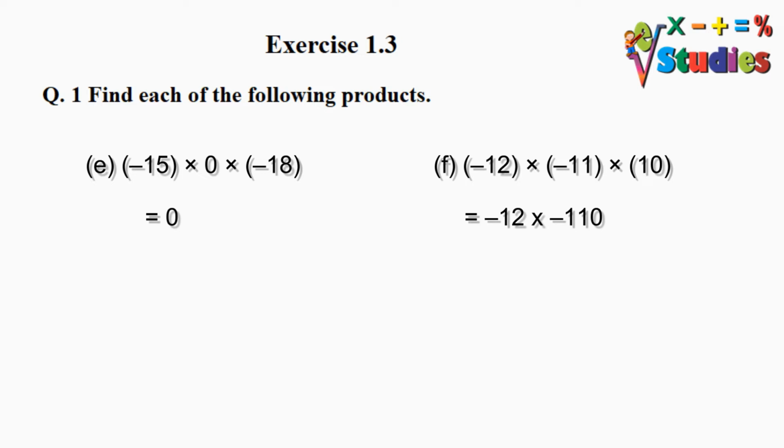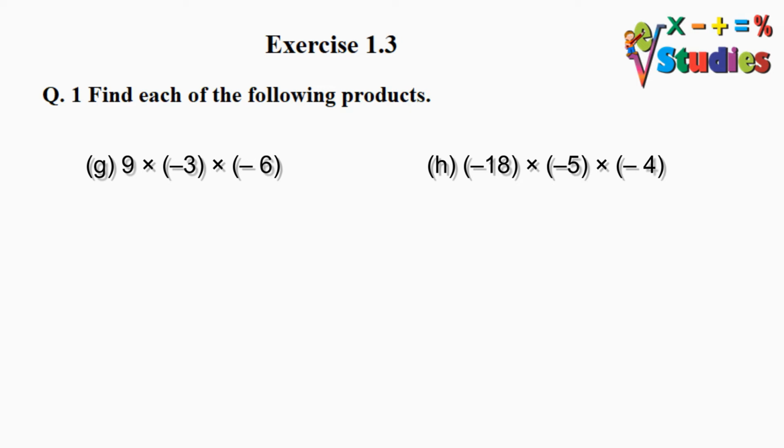Now let's look at question number 1f. We have negative 12 multiplied by negative 11 multiplied by positive 10. If we multiply negative 11 with positive 10, we will get negative 110. In the next step, we have negative 12 multiplied by negative 110. If we multiply two negative integers, the sign of the answer would be positive. So multiplying negative 12 with negative 110, we get positive 1320.